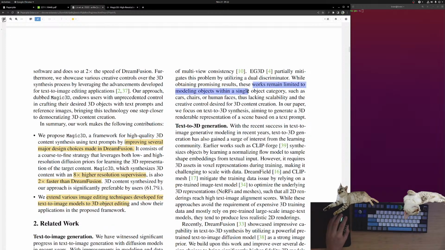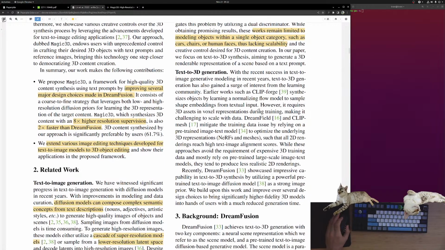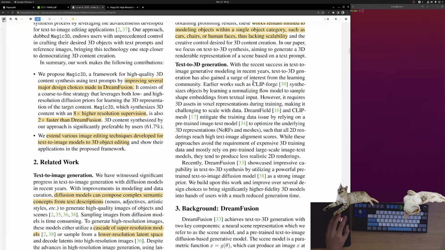Yeah, so they say that a lot of these are limited to modeling objects within a single category, thus lacking scalability. Text-to-3D generation has also gained a surge of interest from the learning community. ClipForge. However, it requires 3D assets in Voxel. Trained. Yeah, I think this is also part of it too, right?